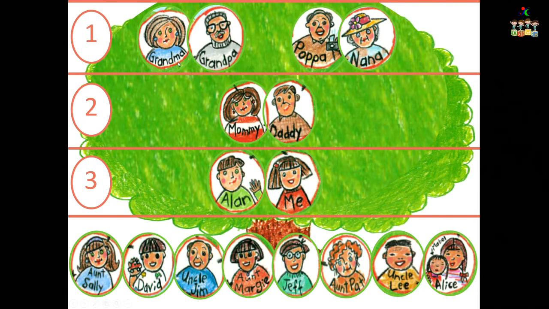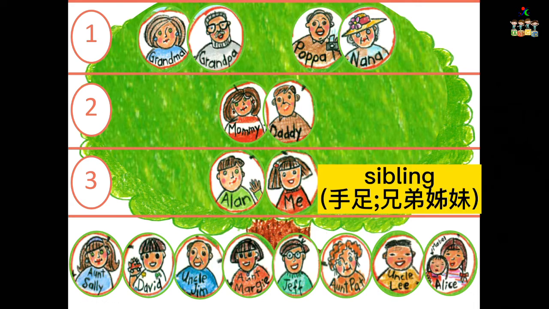Alright everyone, what is one word for grandmother and grandfather? That's right, grandparents. What about one word for mommy and daddy? Yes, parents. What about one word for brother and sister? That's a new one. Sibling. One word for brother and sister is sibling.